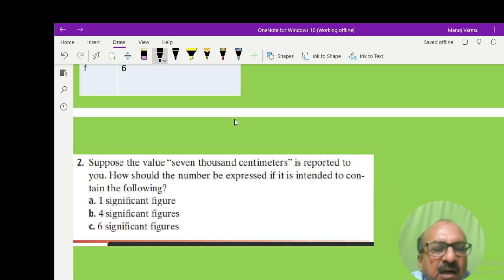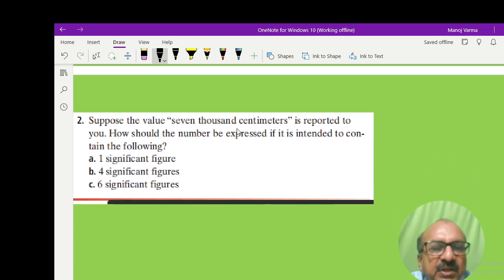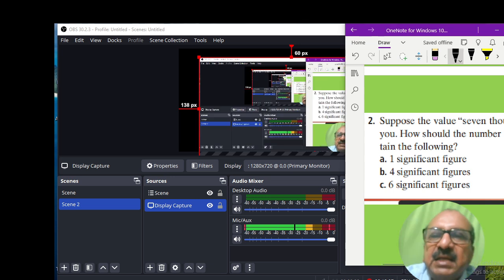And now there is an interesting question that suppose the value of 7,000 centimeters is reported to you. How should the number be expressed if it is intended to contain one significant figure, four significant figures, and six significant figures? So let's try this out.